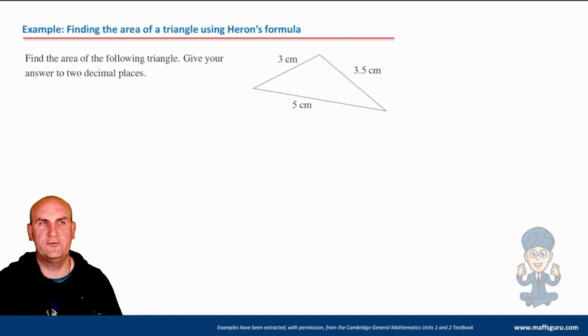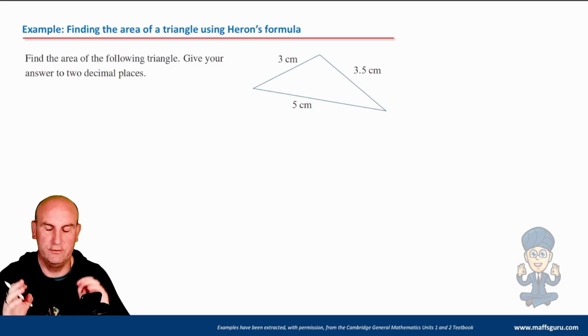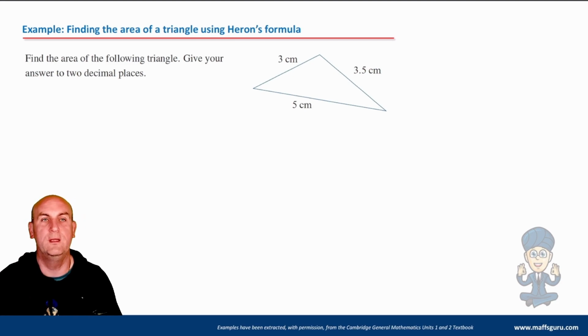Find the area of the following triangle, giving your answer to 2 decimal places. All right. Oh, is this a right angle triangle? No. I mean, it might be, but probably not. In fact, it's not, but that's a whole new discussion. Right. So not a right angle triangle. What am I going to use here? I'm going to use Heron's formula.